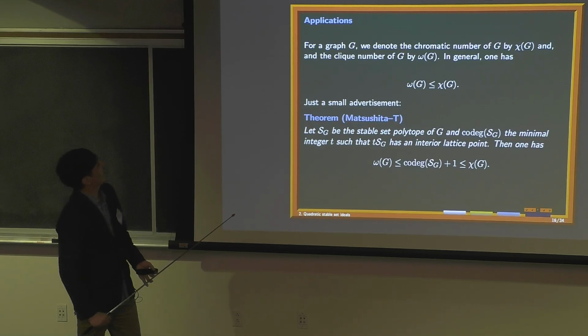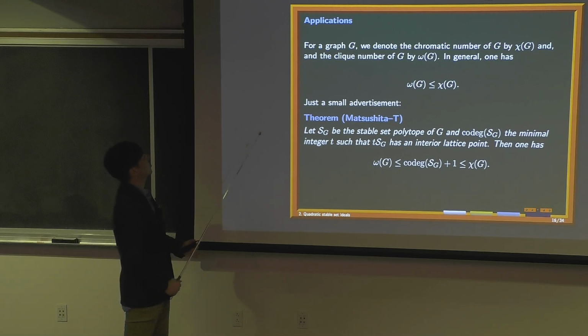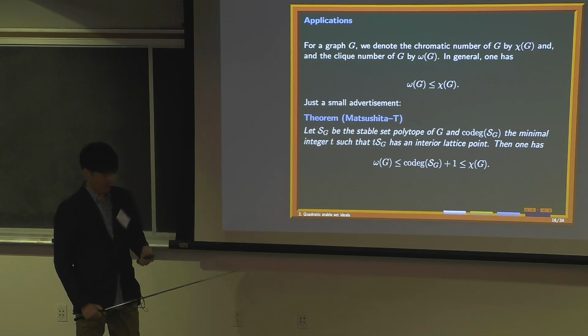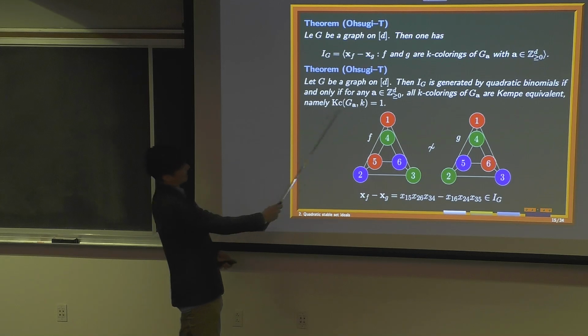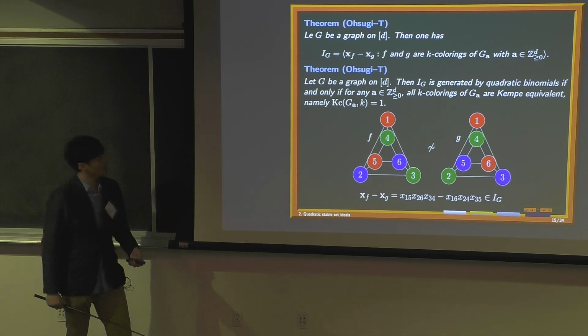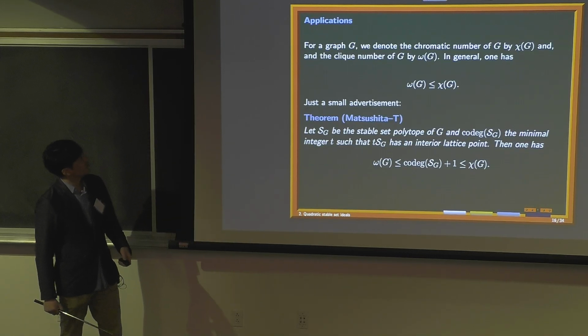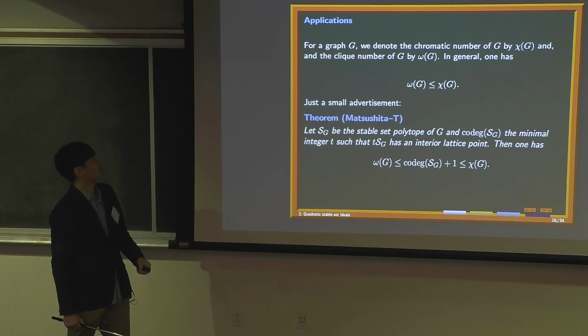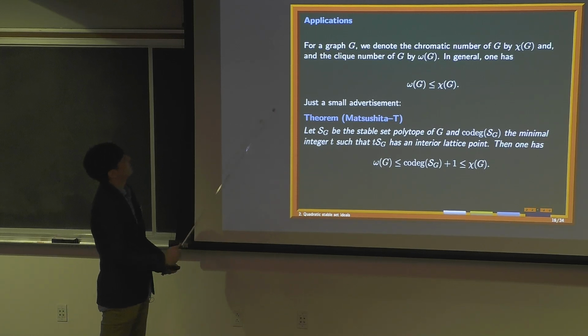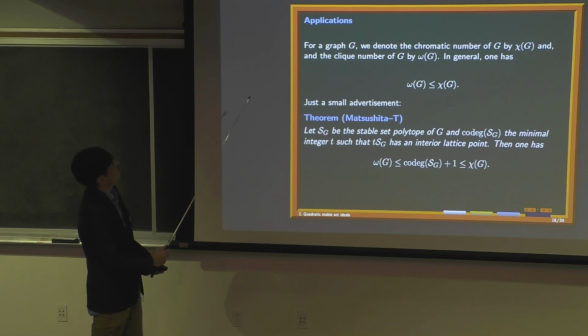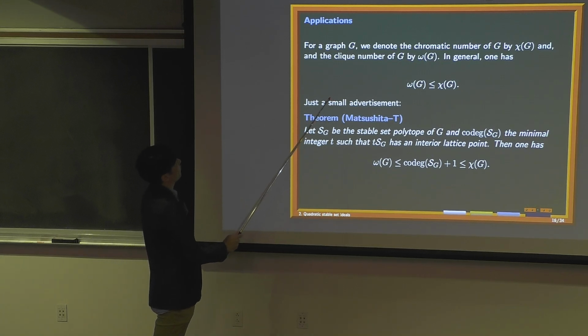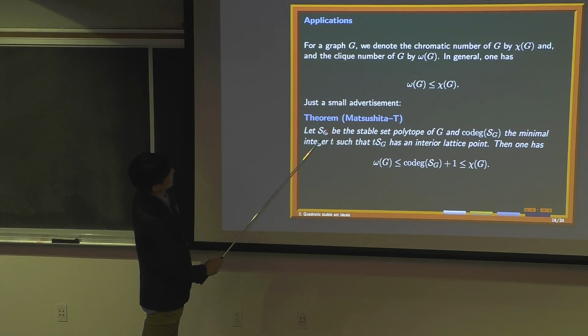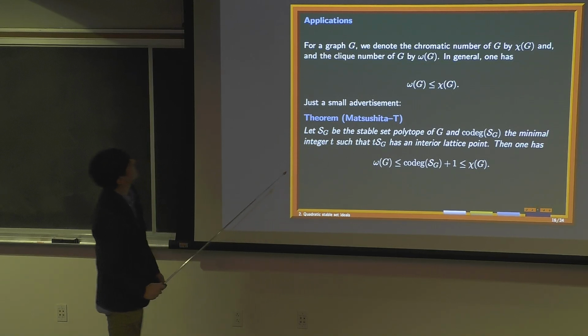Okay. So next, I want to explain some applications of this theorem. Why do we consider this theorem? Because we want to attack some conjecture. So first, we define perfect graphs, and some more notation.